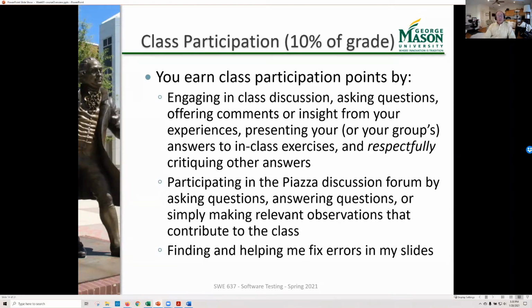Oh, and the last thing for class participation, find and fix an error in my slides. I'm not perfect, and my slides are not perfect. Having done it for a couple of semesters, it's dialed in pretty good, but there were 3 good corrections last semester that came from people having found an error in the slides. And I really appreciate that because I want them to be correct. So I'm very happy to give class participation points for any slide corrections that come in.